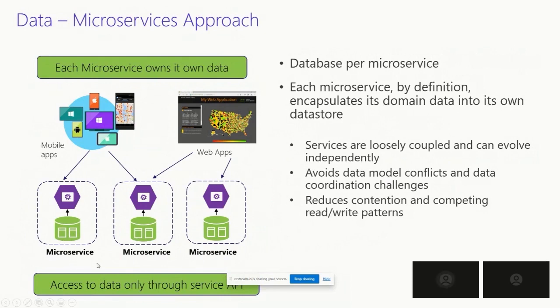I can reduce some of the contention and some of the competing reads and writes. When I have a single relational database, I'm doing reads and writes, so I'm going to see contention, right? I'm going to see locking. If each service has its own data store, the databases are smaller, they're simpler, and you can scale each one individually, moving away from that contention of reading and writing.